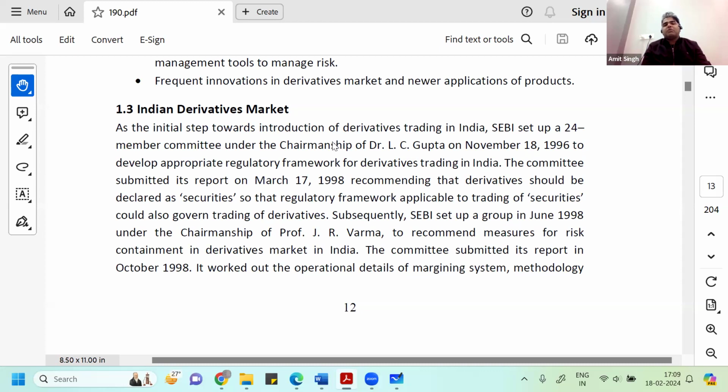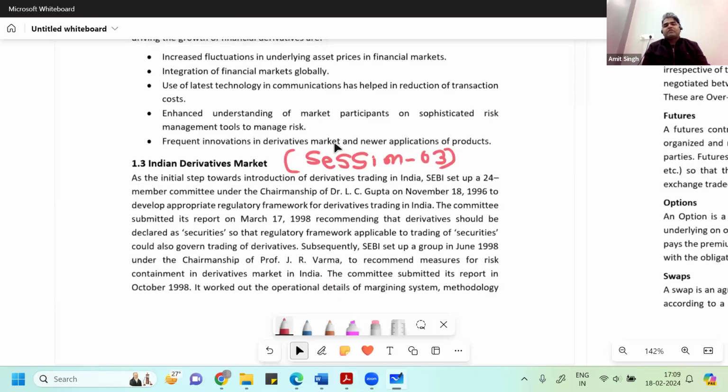Talking about the Indian derivative market, the first committee framed by the government of India was the LC Gupta committee, a 24-member committee under the chairmanship of Dr. LC Gupta. It was framed on 18th November 1996 to develop an appropriate regulatory framework for derivative trading in India. So you can remember the timeline.